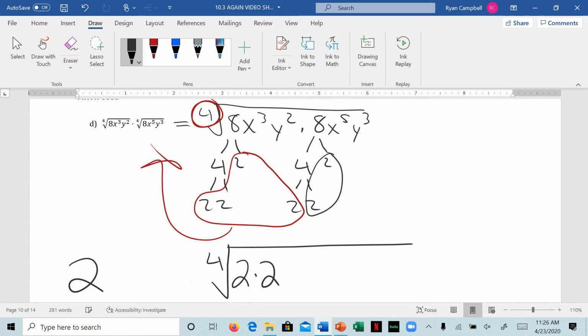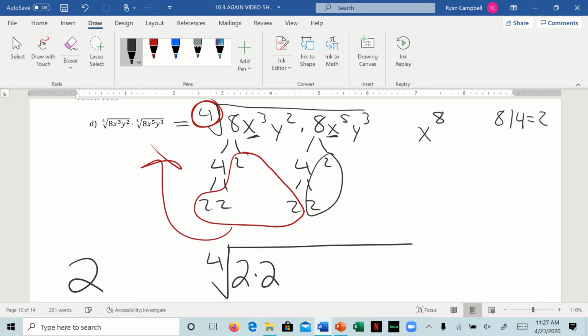All right, so now we have the x's. So x to the 3rd, x to the 5th. So when we add these two together, notice we're going to get x to the 8th. Or when we multiply, we add the exponents, so we get x to the 8th. So how can we break up x to the 8th into groups of 4? Well, notice that's going to be 2 groups, right? So that's just 8 divided by 4, which is 2.